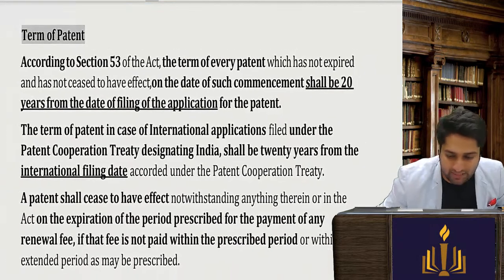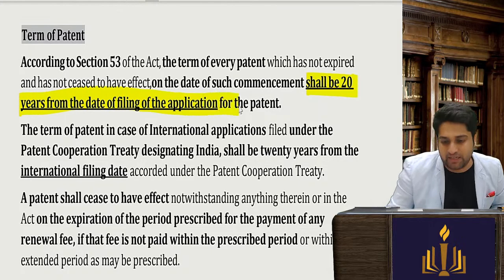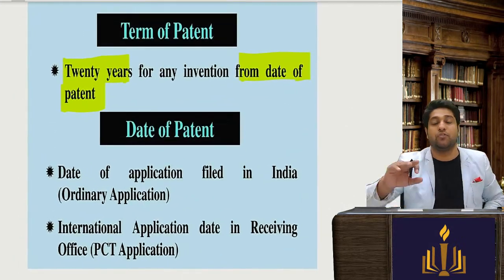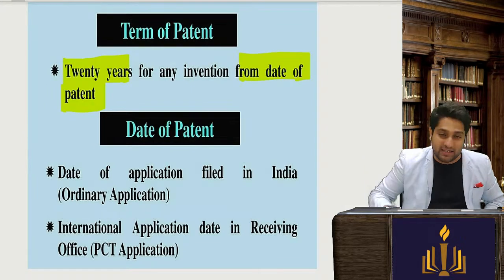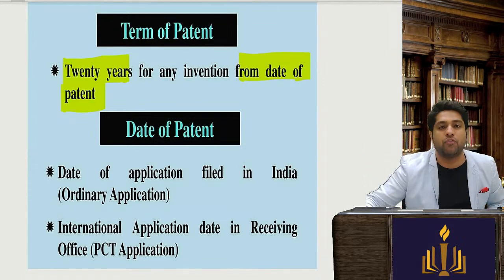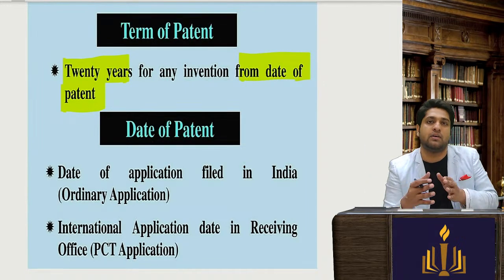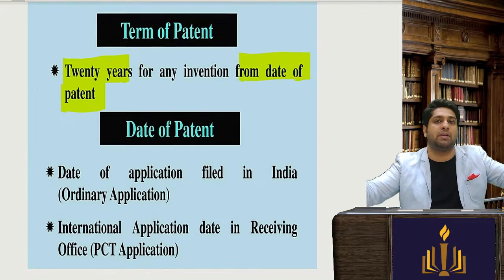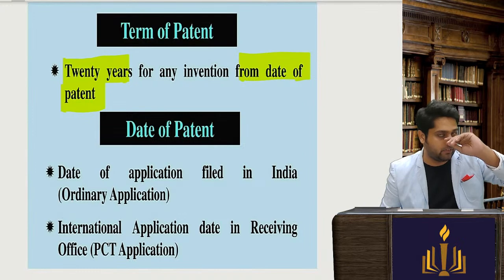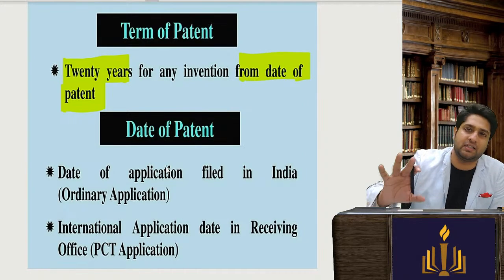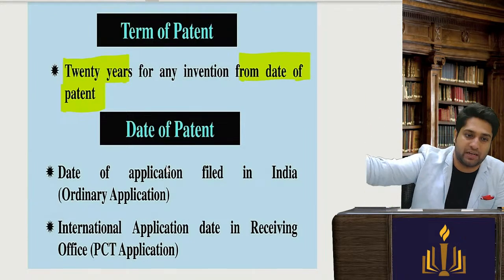The term runs from the date of filing the application for patent. Even in exams they will ask from the time of grant, from the time of filing, or from the time when it was published. So from the time of filing the patent till 20 years you have a monopoly right. After that it goes into the public domain and the public can use and exploit your product. You can't do anything. So 20 years is more than enough to get a monopoly right.